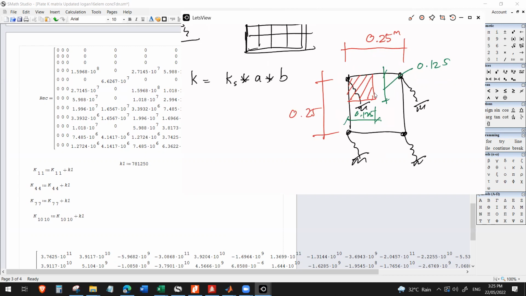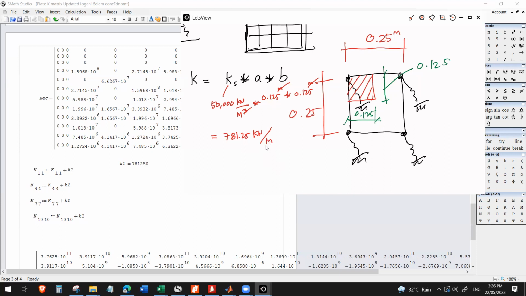Remember, our subgrade modulus that I derived earlier is 50,000 kilonewton per cubic meter, multiplied by the tributary area 0.125 by 0.125. This is in meters, this is in meters, so they cancel. We now have 1,000 times 0.125, that will be 781.25 kilonewton per meter. That will be the additional stiffness.